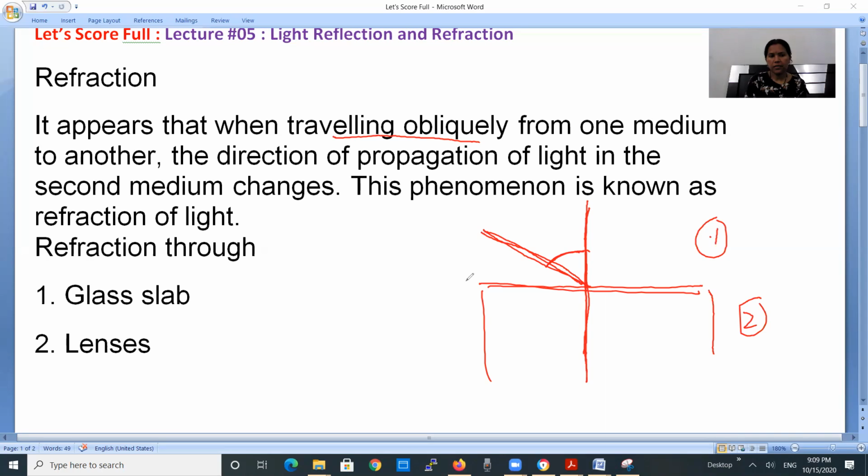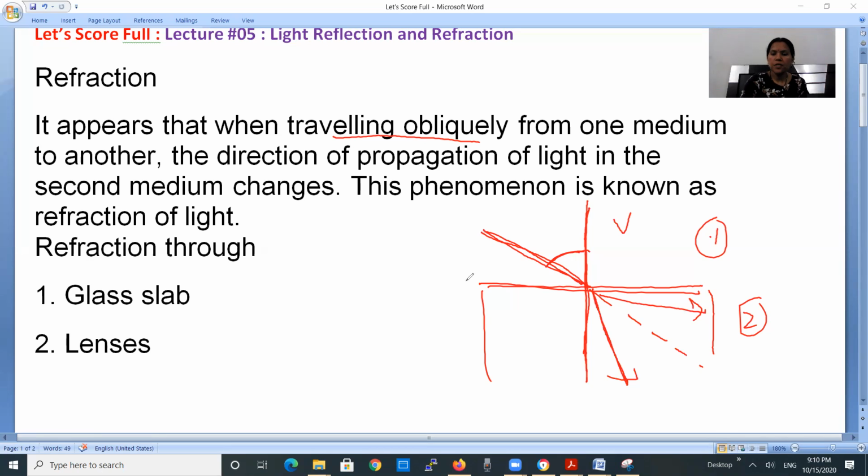From one medium to another, the direction of propagation of light in the second medium changes. So instead of following the same path, either it will bend towards the normal or it will bend away from the normal. Depends on the density of the second medium. And this phenomenon is known as refraction of light. So what is refraction of light? When light travels from one medium to another medium obliquely, it changes its path, and that change in path is known as refraction. This happens because there is a change in speed of light from one medium to another medium.